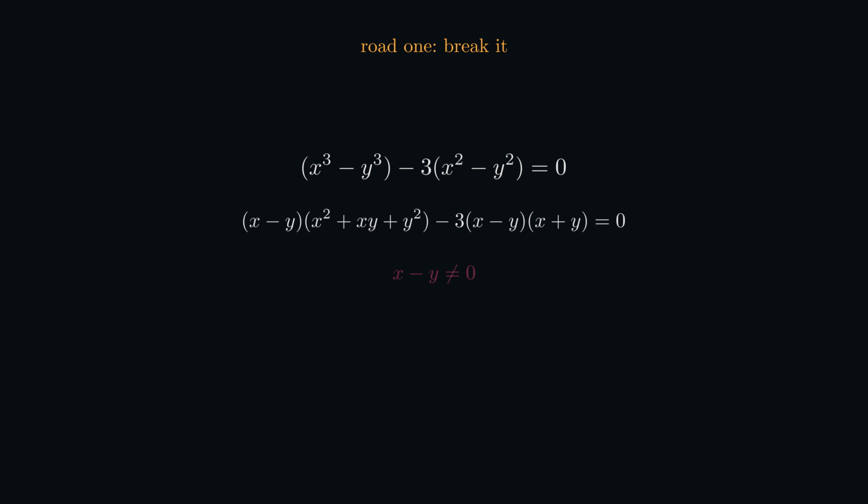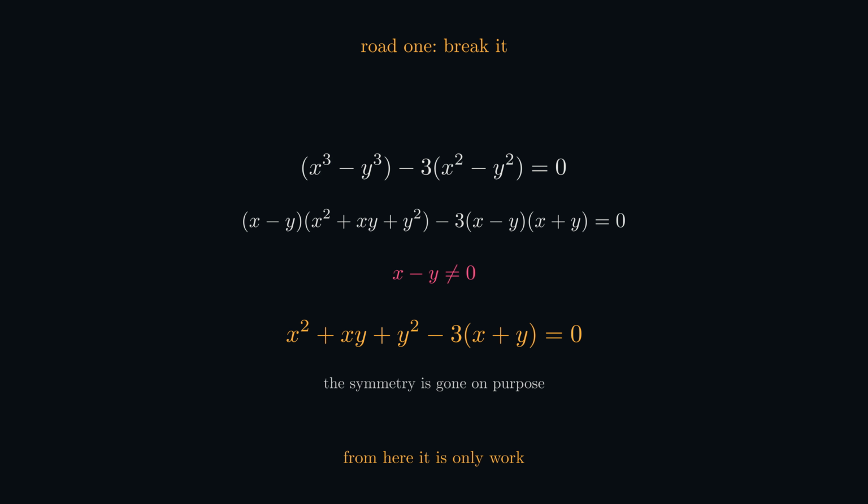Road 1 refuses the picture entirely. It works with the letters and nothing else. Bring everything to one side. X cubed minus y cubed minus 3 times the quantity x squared minus y squared. Both of those differences share a factor. X cubed minus y cubed contains x minus y, and so does x squared minus y squared. And x minus y is definitely not 0, because we were told the numbers differ. So we are allowed to divide it out.